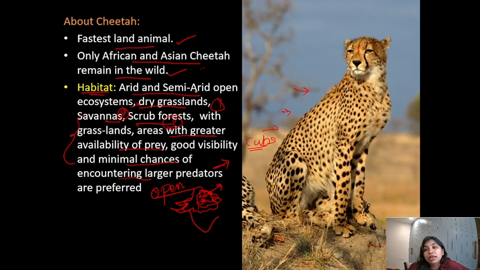If it is a tropical rainy region, we'll have huge tropical forests, dry deciduous and moist deciduous, with huge trees. That area is not a good habitat for the cheetah.